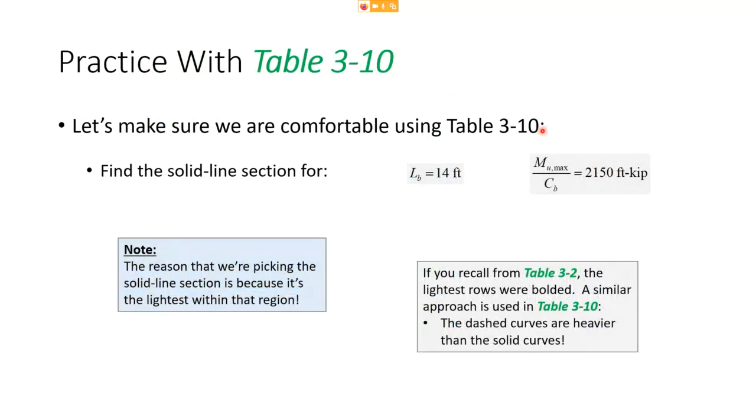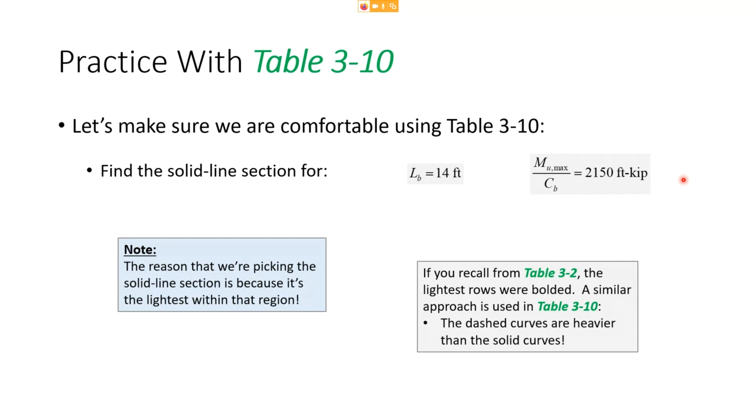So I want to make sure that everybody is comfortable with this. Right now, before we do any problems, I want to look at this right here. I have an Lb of 14 feet and an Mu over Cb of 2150. I want chat to tell me, based on these values, what's the solid line section you should pick. So I want everybody to open their manual and go to Table 3-10. I want to make sure this is comfortable. And don't worry, I have this page screen captured. I'll pull the notebook up here in a second, but I want to make sure that everybody's comfortable with this. So 14 feet, 2150 foot-kips.